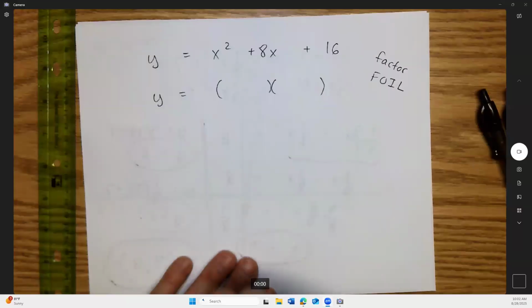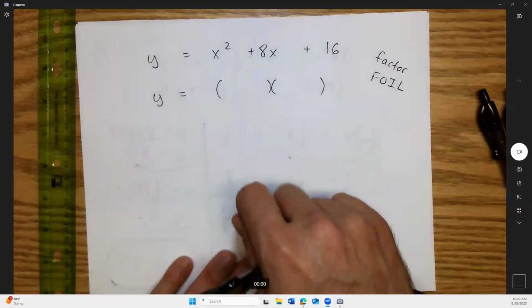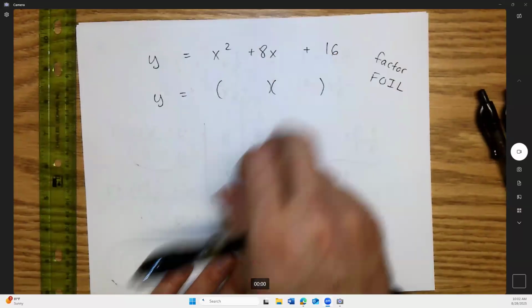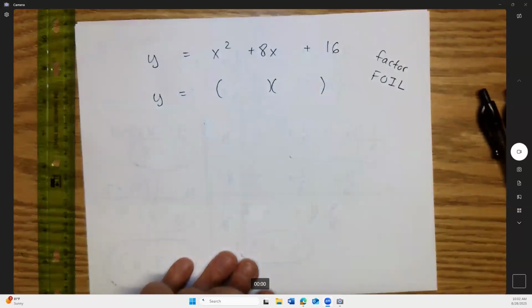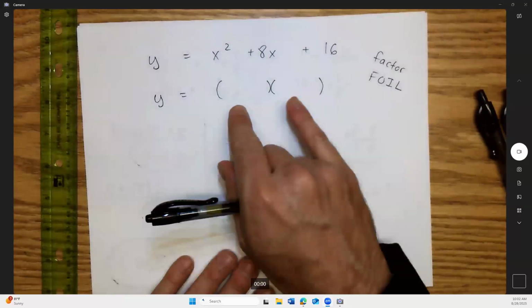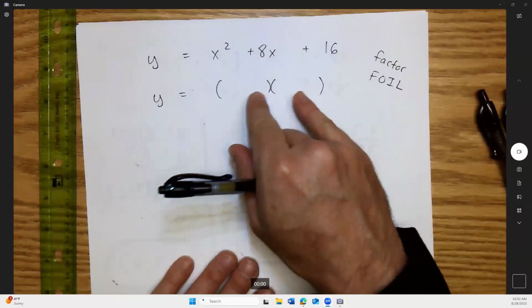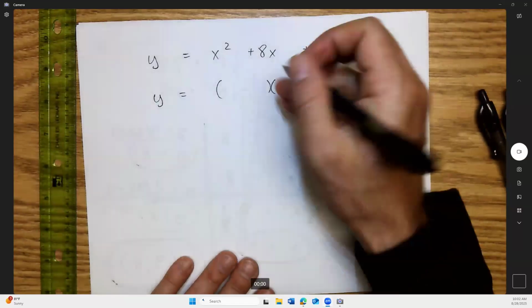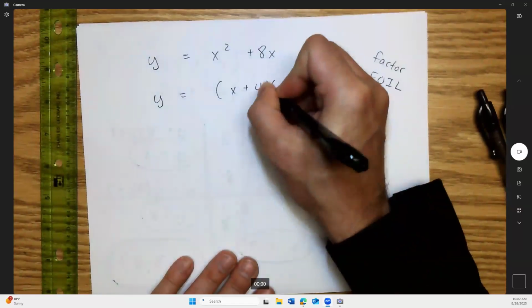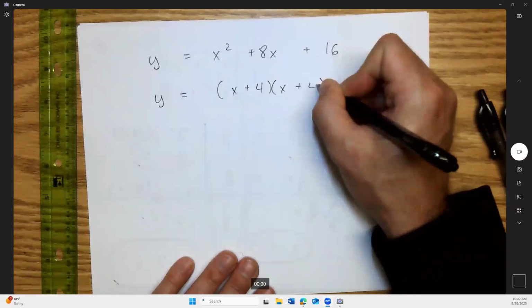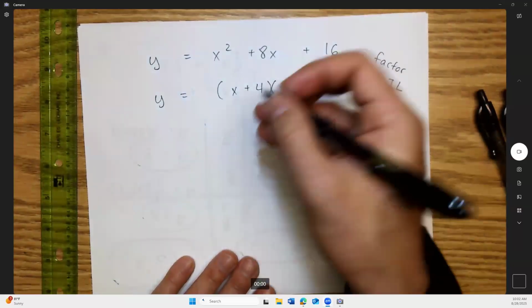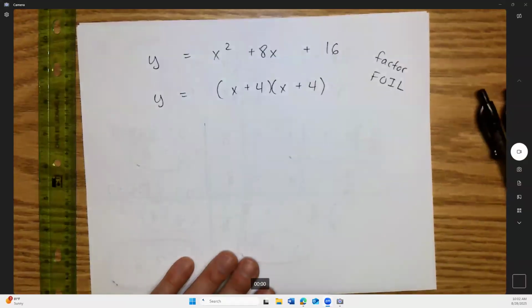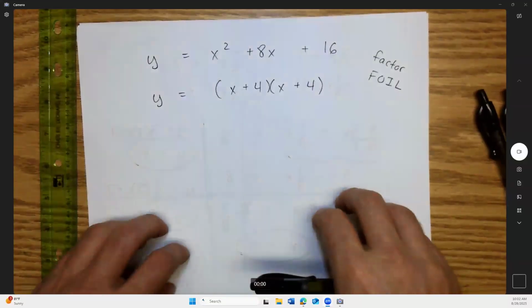And if you need a hint, I'm thinking, what are two numbers that add up to 8 and multiply to 16? 4 and 4. They have to be 4 and 4, right? Which means you guys almost got this then. This would be what? Exactly. X plus 4, x plus 4. Which you can also call x plus 4 quantity squared. Be the same thing.